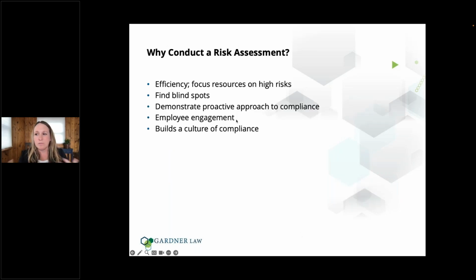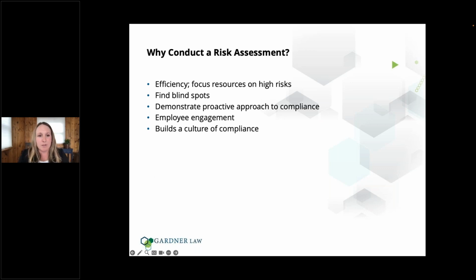All right, so again, not only is it really required, or I will say highly recommended, it also helps from an efficiency perspective. It makes sense. We want to focus our limited resources on the high risks that we have. It helps us find blind spots, in terms of whether there are risks that we don't know about. If just the compliance officer or just the CFO is looking at things, they may not always have all the information on those blind spot areas that might be risks for the company.